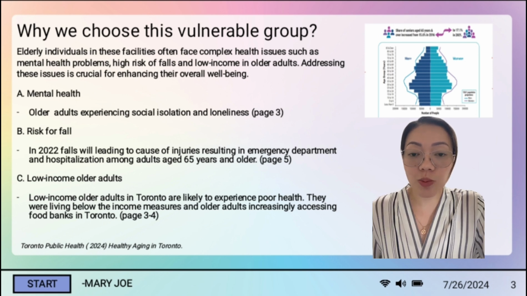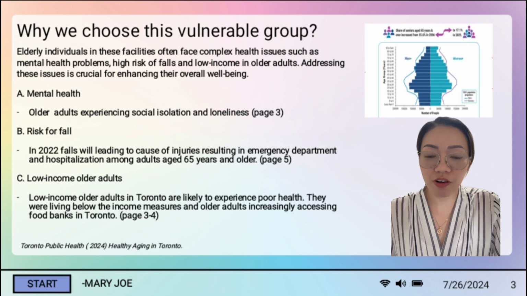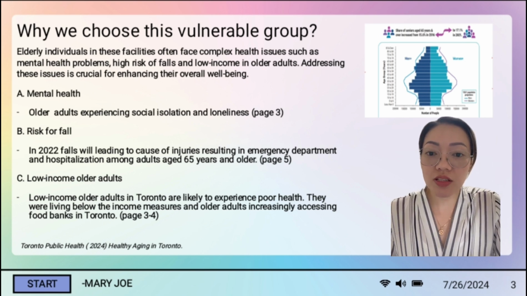Older adults experience social isolation and loneliness. They feel that nobody cares for them and they cannot do what they used to do. Older adults are at risk for falls. In 2022, falls were a leading cause of injury for older adults aged 65 and older, resulting in visits to the emergency department and leading to hospitalization.